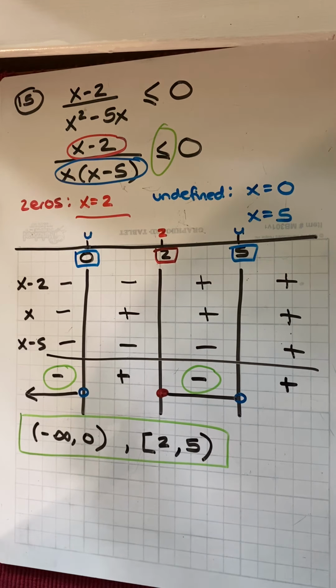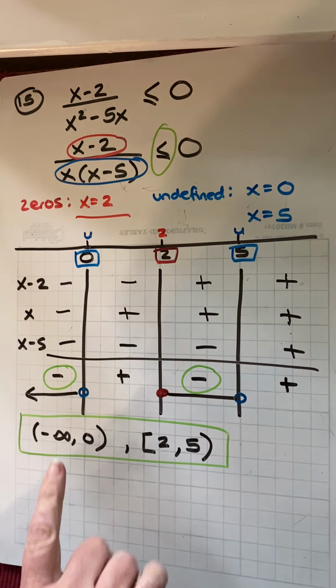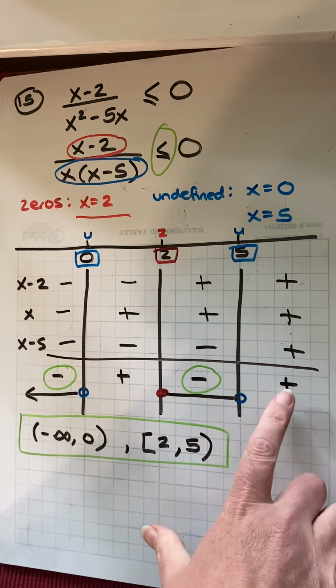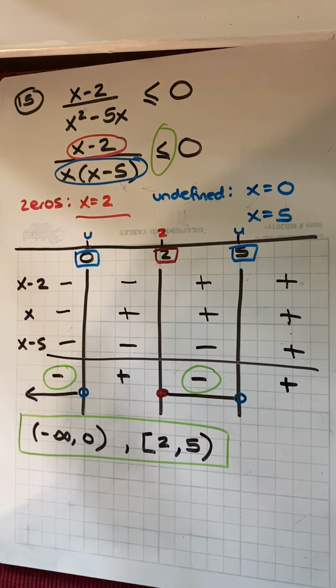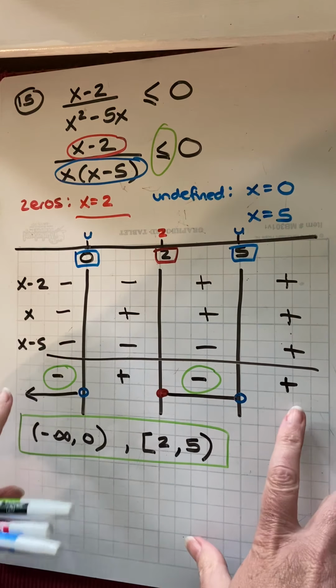Again, you can sometimes use these sign charts also as you're graphing a function. This would tell you where the function is going to be negative, positive, negative, positive, and will help you determine where your function is and what the end behavior would be.